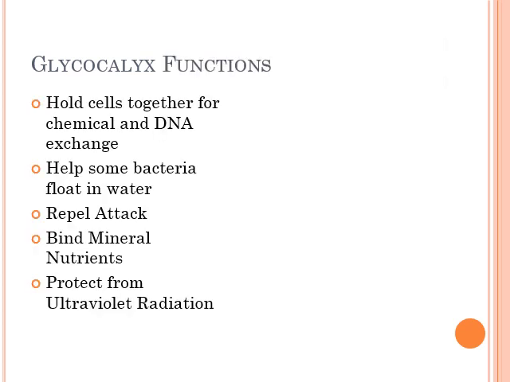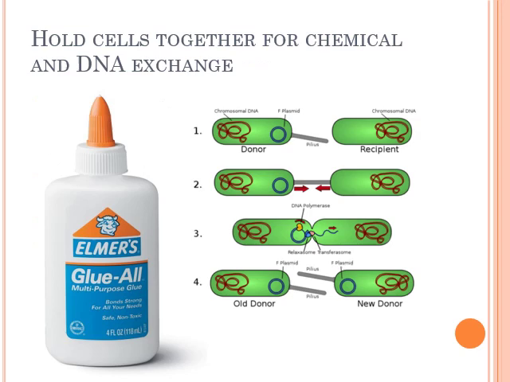Here's what it does. I'm going to go through each of these functions. It holds cells together. It helps bacteria float in water, repels attacks, binds nutrients, and protects the cell from ultraviolet radiation. So first off, hold cells together. Glycocalyx acts like glue, literal glue. It's cement. It will bind them not just to each other, but to a surface. If two cells are bound together through their glycocalyx, they can easily pass DNA back and forth. They act as a unit.